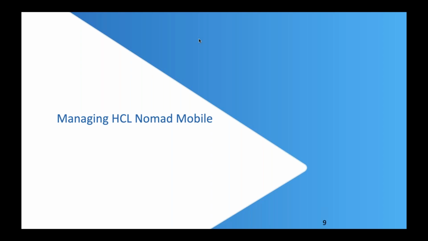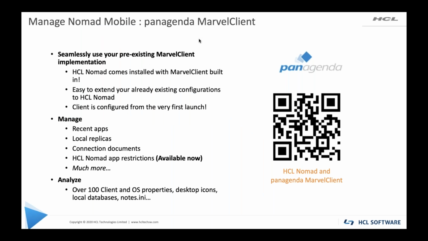We have a really great management story, and it begins with Domino Mobile Client. With it, you can configure all sorts of Notes concepts for the Nomad client. It comes built in with Nomad on iOS and Android, so you don't have to do any other kind of installation. Once you've installed Nomad from the Google Play Store or the App Store, it's already there. If you already have a management client configuring your Notes clients, it's very simple to extend those configurations to also apply to HCL Nomad on iOS and Android.